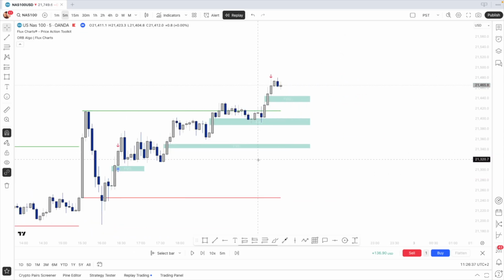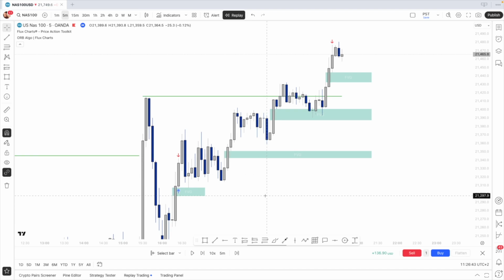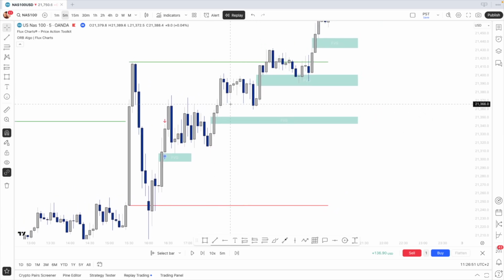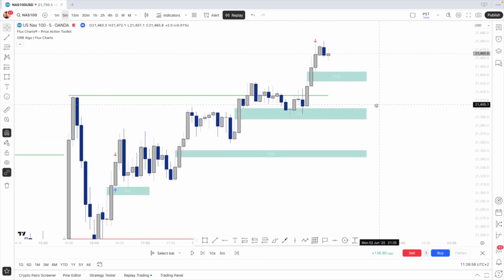So for this same example, let's quickly have a look here. You can see we took out this high. We had a big push up. On our way up, price is creating fair value gaps. Liquidity has been taken right over here, another fair value gap. So price is indicating to me that it wants to move higher.